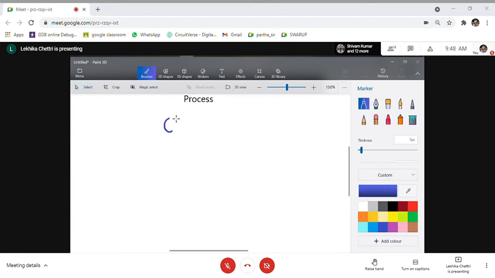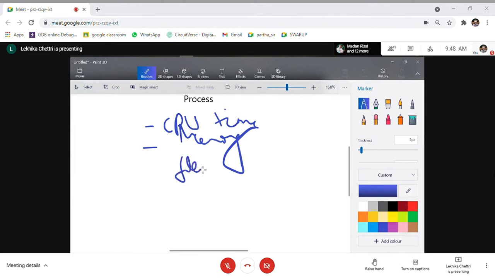your CPU time. A process needs your CPU time. A process, as I already mentioned, needs your memory. Unless a program is in the memory, we cannot call it a process. As long as it is in your computer, it's a program. The moment it is uploaded into your main memory and it gets the CPU time, that is when it is called a process. And it also needs files.